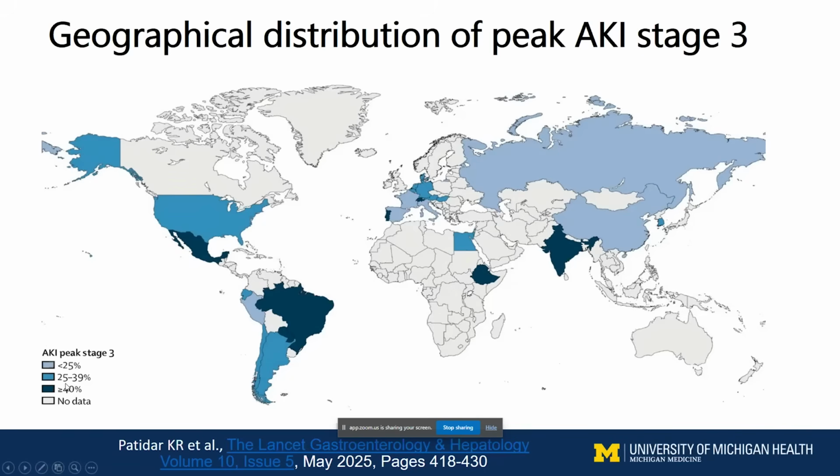A little darker blue is 25 to 39%, and greater than 40% is the dark blue. So the areas of Latin America, Mexico and South America, as well as India and some parts of Africa, had the AKI peak stage 3 in this study.